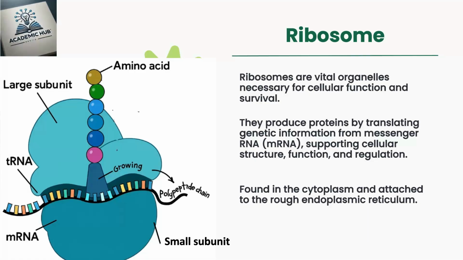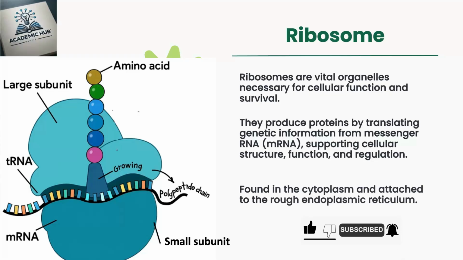Next is ribosomal malfunction and diseases. Errors in ribosomal function can lead to serious genetic disorders and diseases. First is ribosomopathies. Genetic mutations affecting ribosome production leading to disease. Diamond-Blackfan anemia, where red blood cell production is impaired.